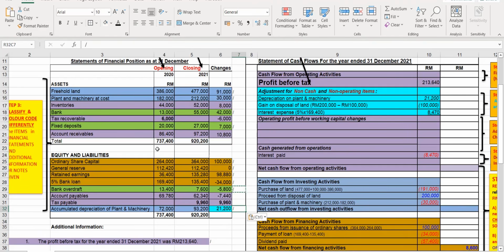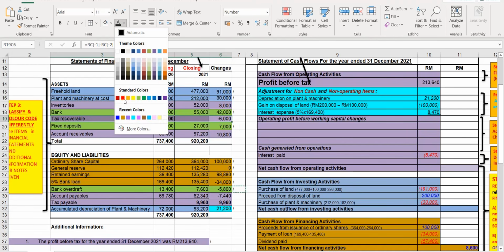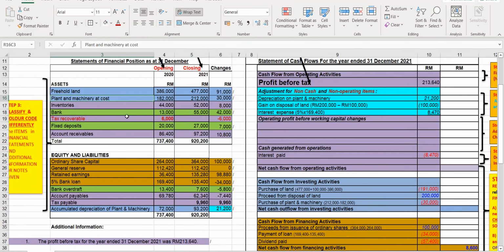Now, let's look at the items tax recoverable and tax payable. This item I'm going to highlight in a different color, the red color. You can see that the beginning balance was a tax recoverable, a debit balance. At the end of the year, it is now tax payable. So tax recoverable is a debit balance and you will set up the taxation account. Tax payable is a credit balance.